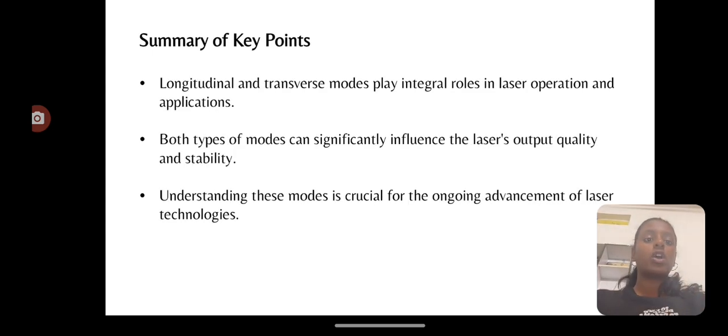So, to conclude, longitudinal modes and transverse modes both play integral roles in laser operation and applications. Without these two modes, a laser operation cannot be performed. So, this is my idea on longitudinal modes and transverse modes of laser.